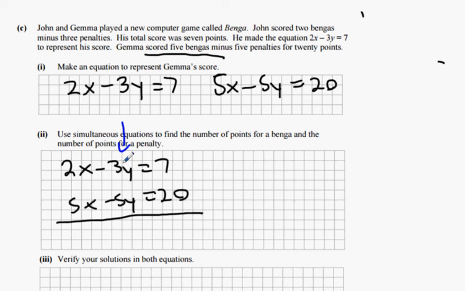Are they currently getting rid of each other? They'd add to give you minus 8y, wouldn't they? Can anybody think of a number that 3 and 5 will divide into? 15, isn't it? So how do I turn 3 into 15?